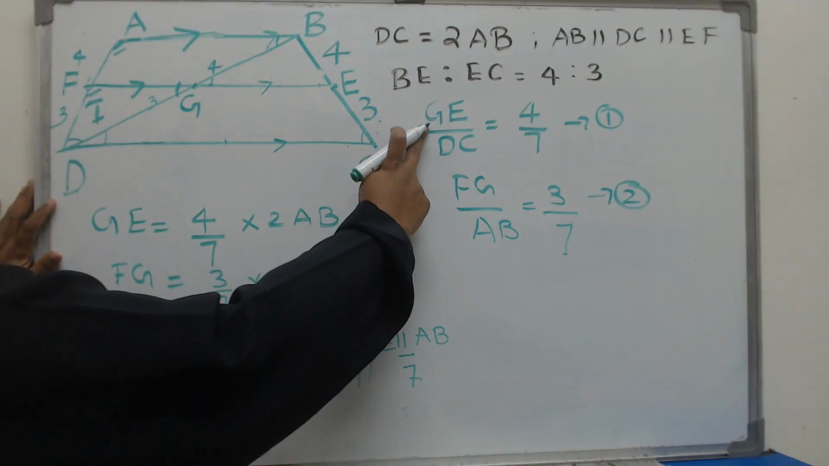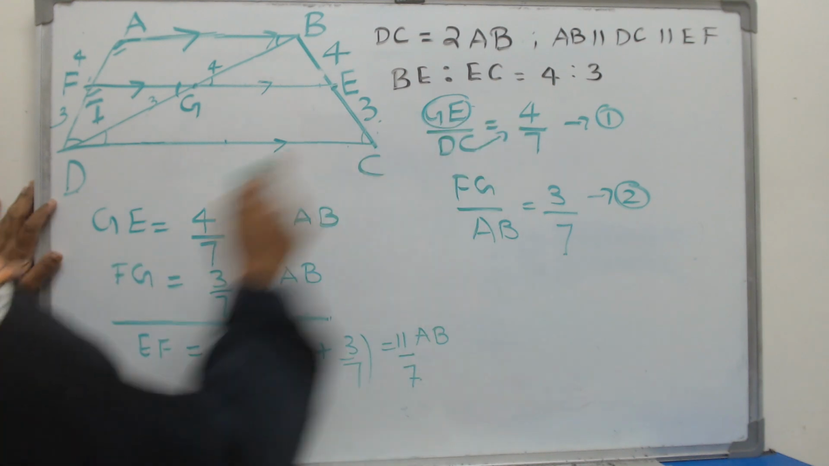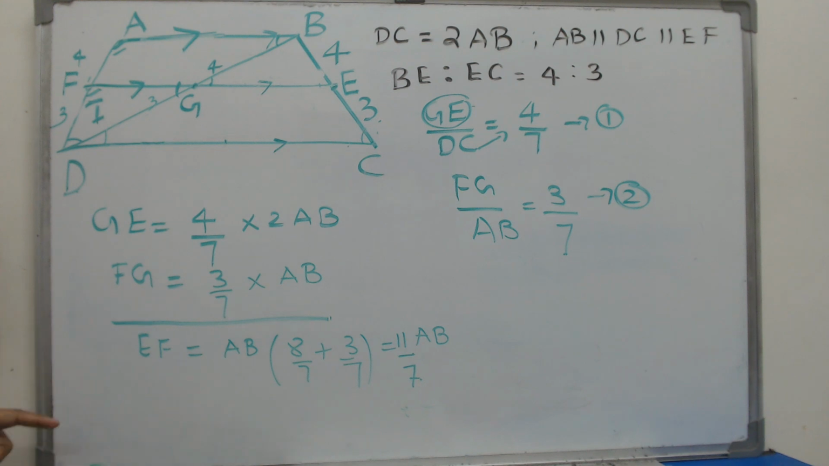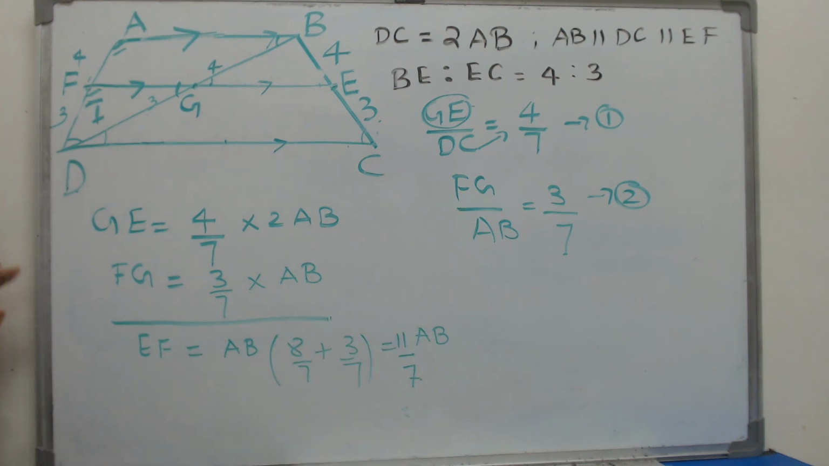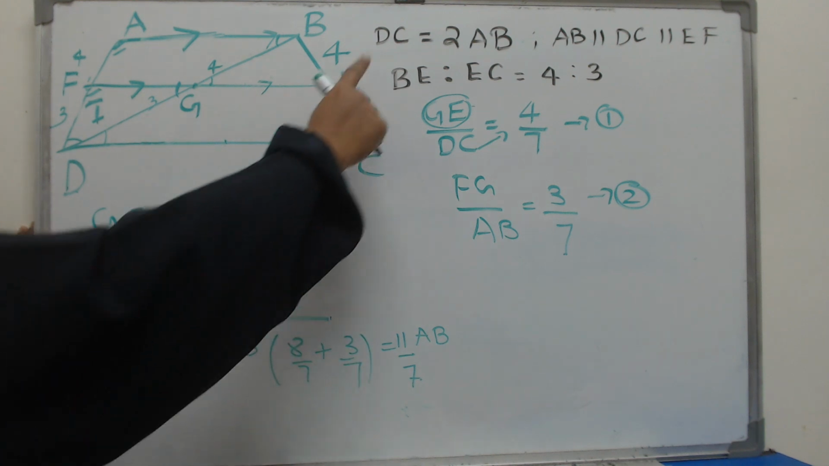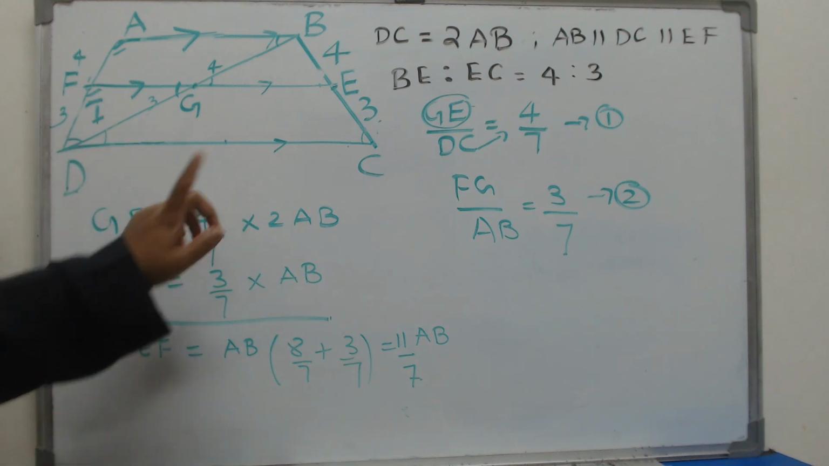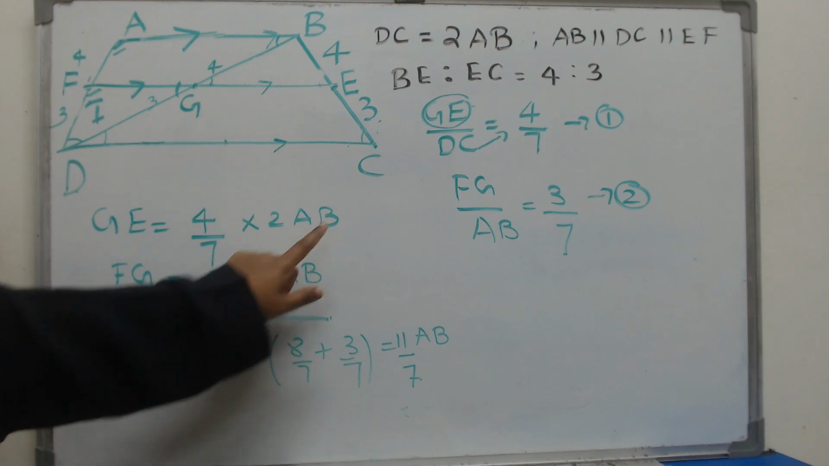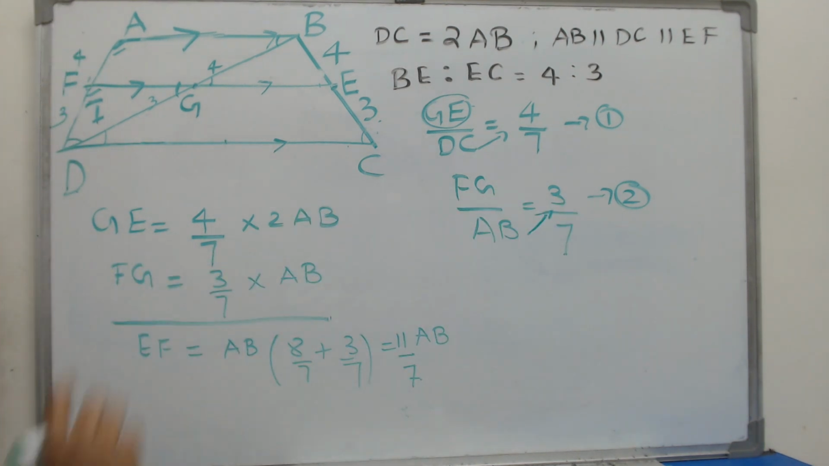So from the first equation, you get GE is equal to what? Cross multiply, bring DC to this side, but we will make everything in terms of AB because we already have an AB here, right? And remember, we have still not used the information that DC is equal to 2AB. This is where we are going to use it. Instead of DC, write 2AB. And FG, what do you do? Cross multiply, bring AB to that side.